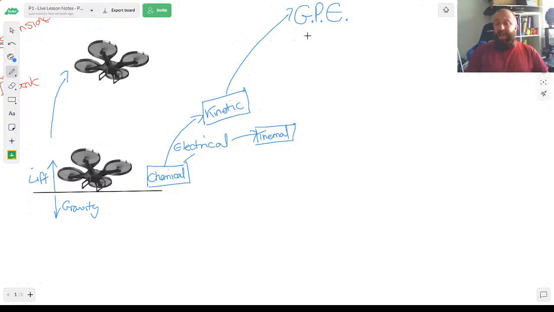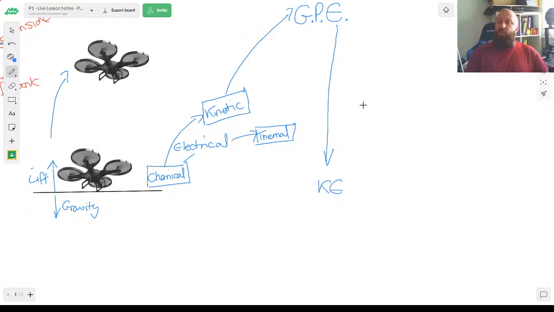Eventually, we're going to get to the stage either where we can't go any higher, or we just don't want it to go any higher. In which case, we could just shut off all of the power. So we could shut off all of the power to the blades, and then the gravitational potential energy that we've got would be converted back into kinetic energy.